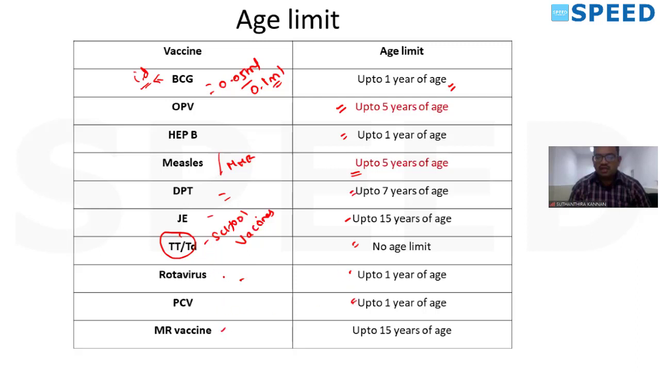MR vaccine, this is a recent update, it was up to 5 years of age. Now the national MR vaccine campaign has started under Mission Indradhanush. Mission Indradhanush is to prevent the 7 vaccine preventable diseases. In that, the MR vaccine can also be given up to 15 years of age, 9 months to 15 years of age. Remember, this is a new update, 9 months to 15 years of age.